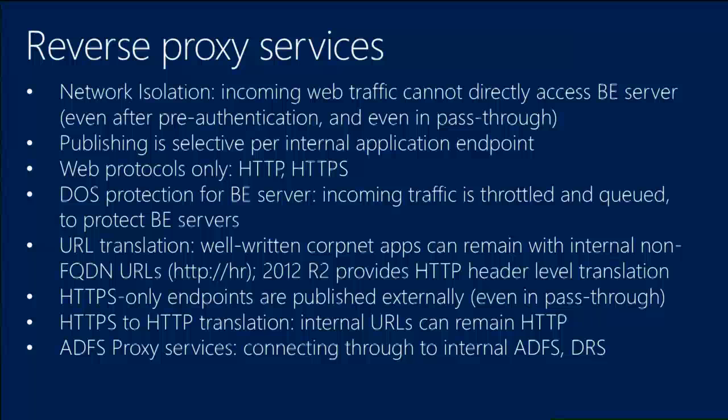The other thing is, when you think about publishing the endpoints externally, in this release we're insisting that you publish securely. So only HTTPS is published externally, even if the internal application is over HTTP. If you look back at the example, HTTP //HR could be the internal URL of your line of business application. When you publish that externally, you will have to use HTTPS and a fully qualified domain name, obviously, like hr.contoso.com or something along those lines.